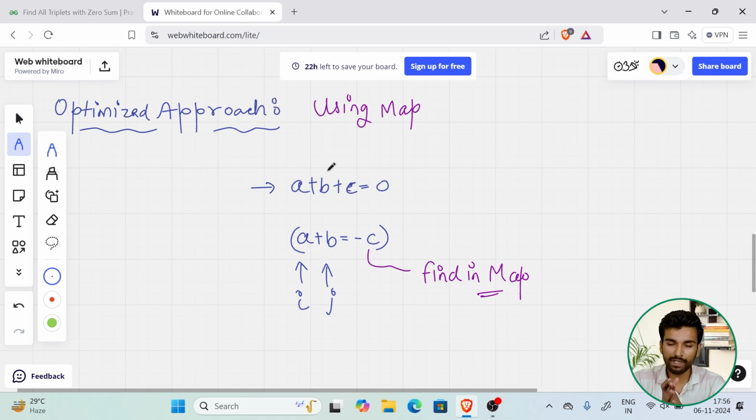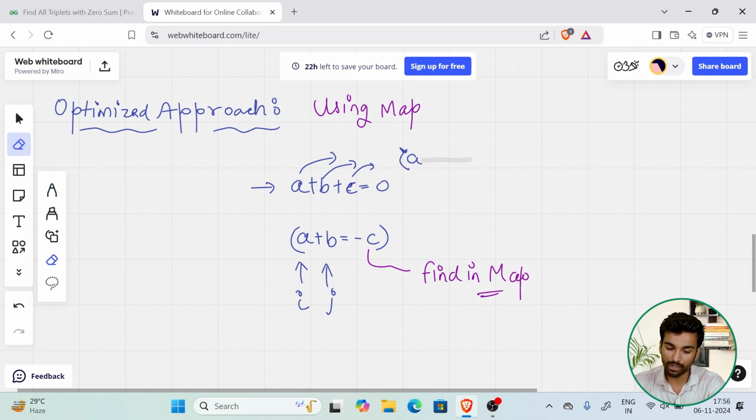Okay, so that will be the mathematical equation. So basically we have to find out the indices of a, b and c, and the values that are present on those indices, and the sum of the values that are present on those indices is coming out to be equal to 0. Okay, so that thing we have to find out, right?